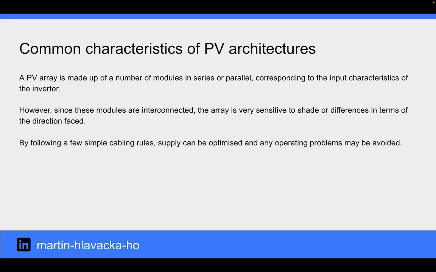A PV array is made up of a number of modules in series or parallel corresponding to the input characteristics of the inverter. However, since these modules are interconnected, the array is very sensitive to shade or differences in terms of the direction faced. By following a few simple cabling rules, supply can be optimized and any operating problems may be avoided.